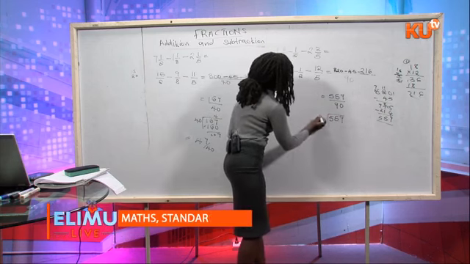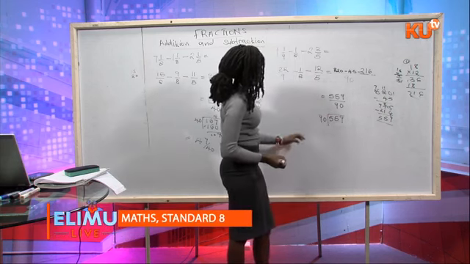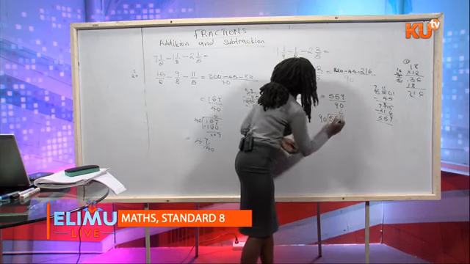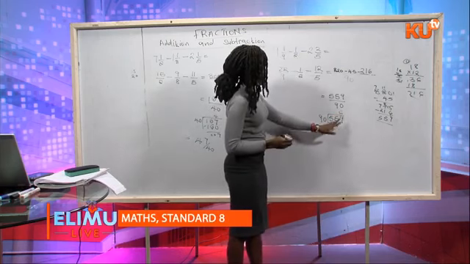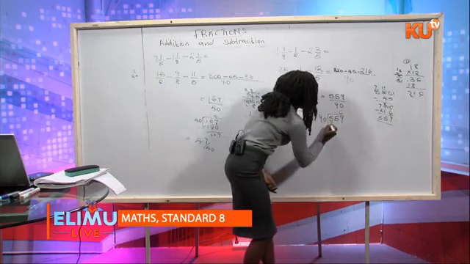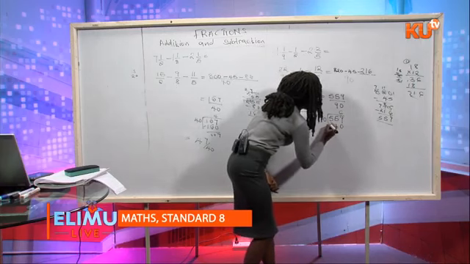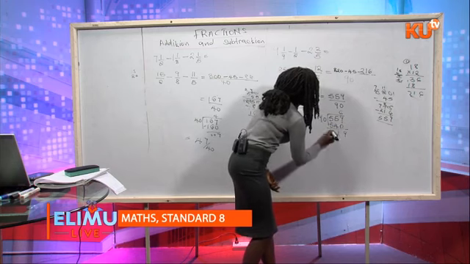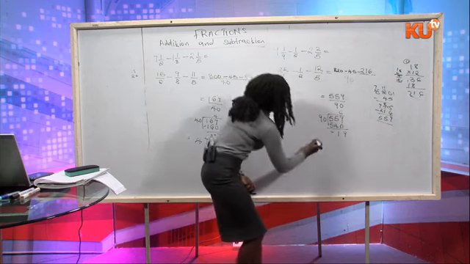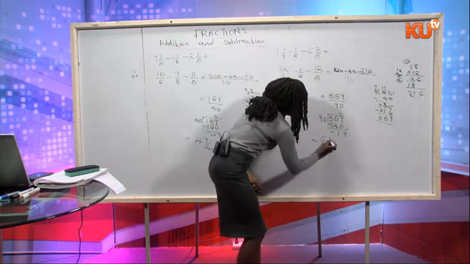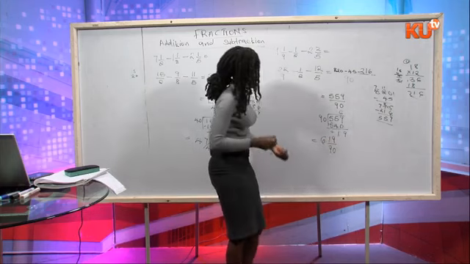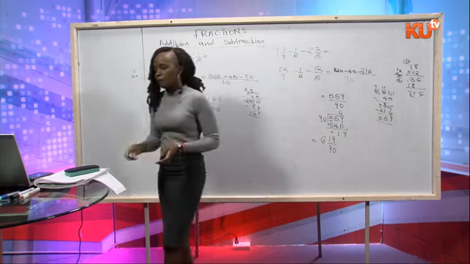559 divided by 90. 90 will go into 559 6 times because of 540. We subtract, we get 19. So our answer is going to be 6 and 19 over 90.